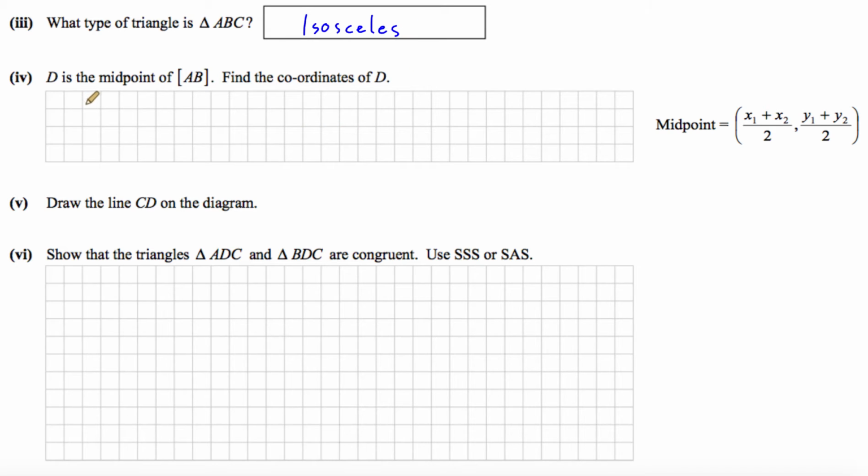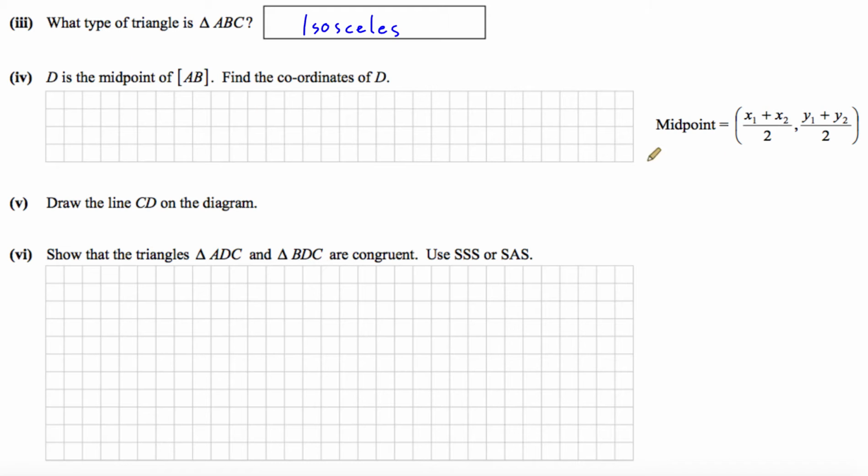Part 4, D is the midpoint of the line segment AB. These square brackets here are the symbol for a line segment. Find the coordinates of D. So we're looking for the coordinates of D.